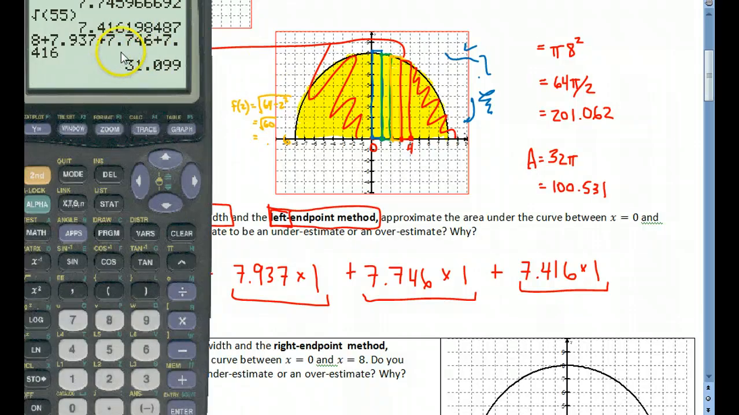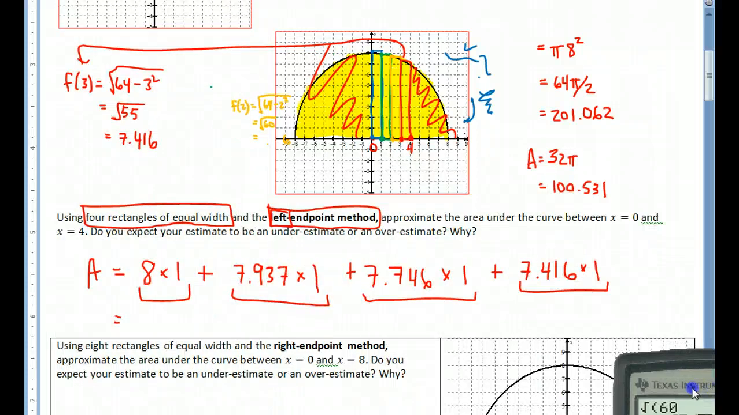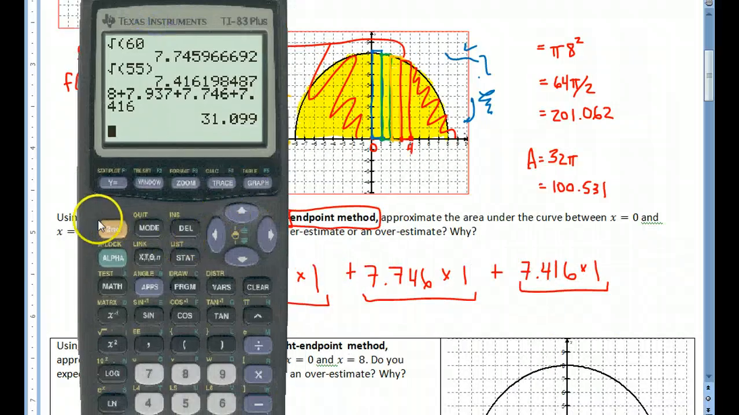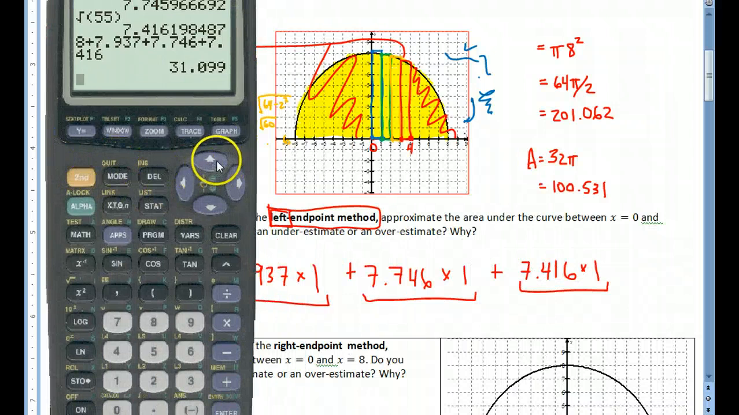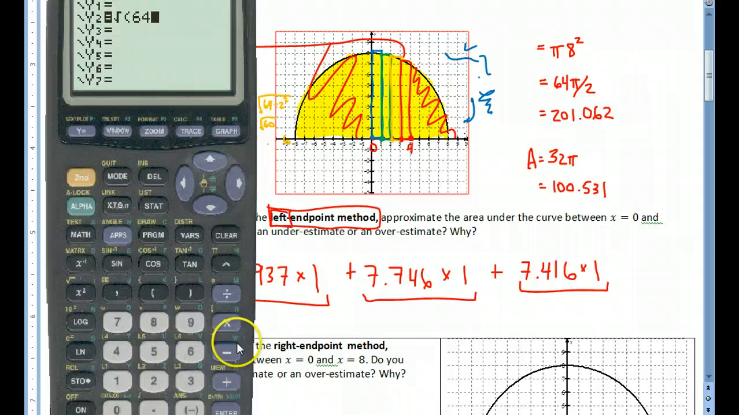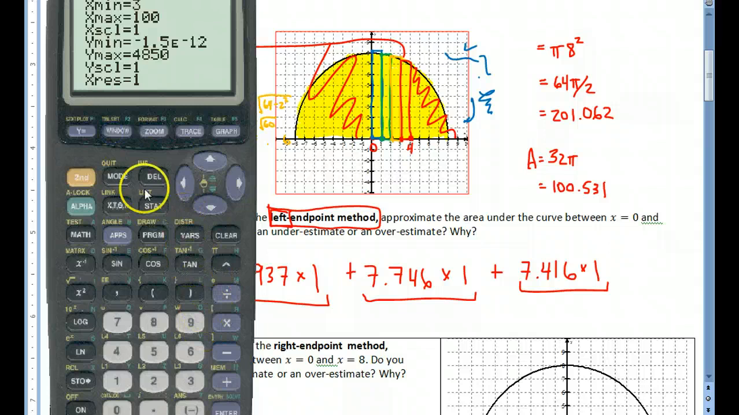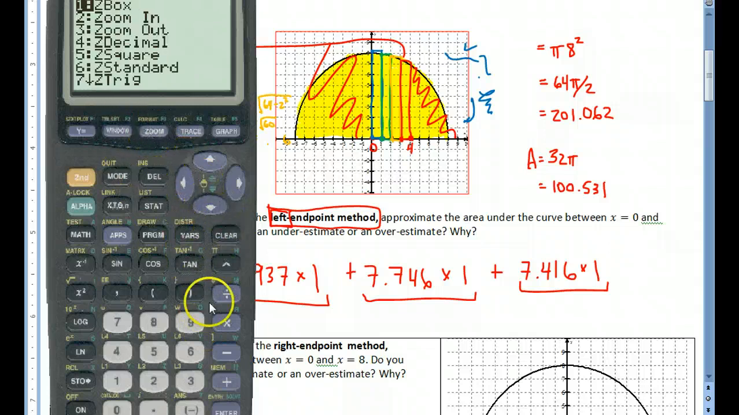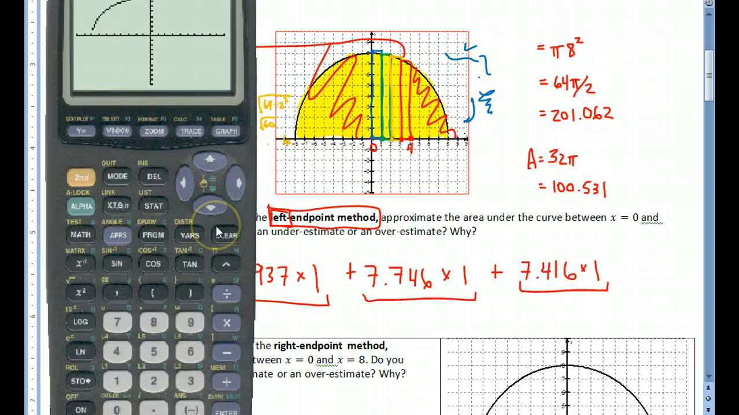So about 31. What's really nice, let me show this to you. The calculator can do this for you. So let me get this in here. Square root of 64 minus x squared, running out of time. For the window I'll just do the normal Windows standard. So watch. Ready?